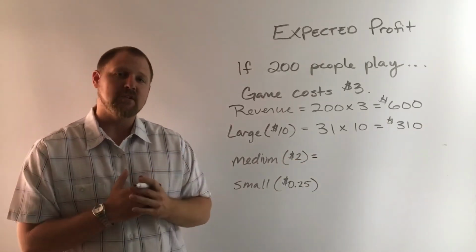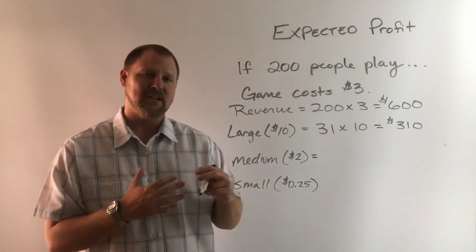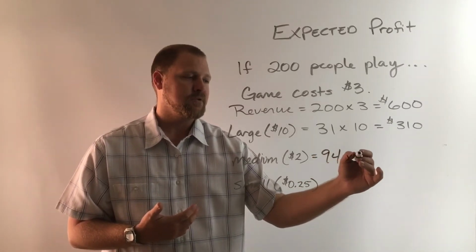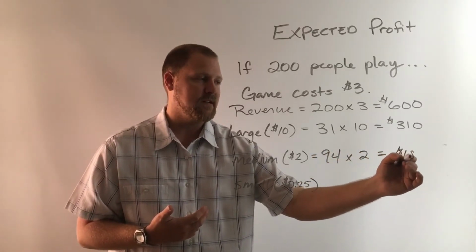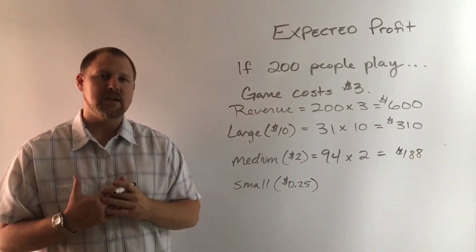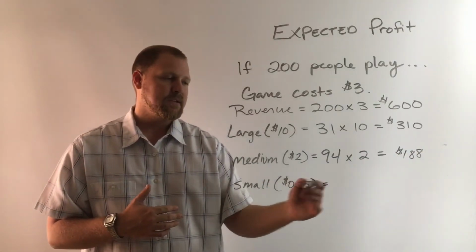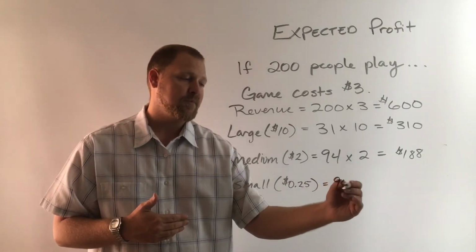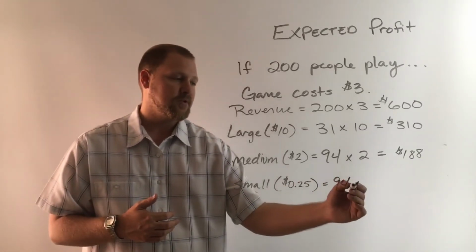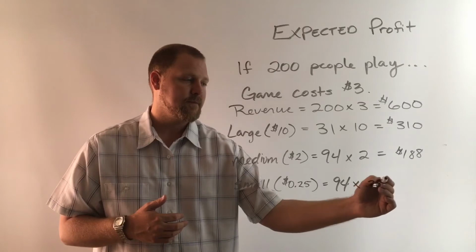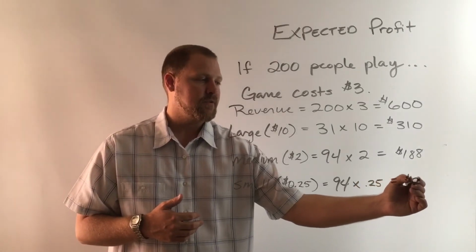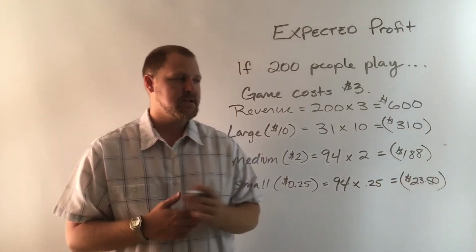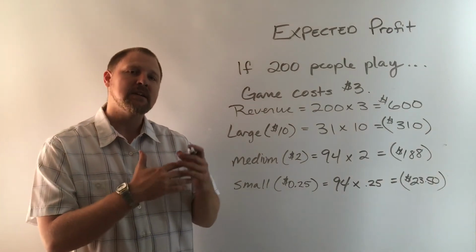The medium prize was 15 over 32 times 200. That actually worked out to be 93.75, so we're going to round up to 94. Each one of those costs $2, so this is $188 that it costs to give away the medium prizes to 200 people. And then the small prizes had the same probability as the medium prize, therefore the same number of people will get a small prize, and we have to multiply that by 0.25, and that's going to give us $23.50.